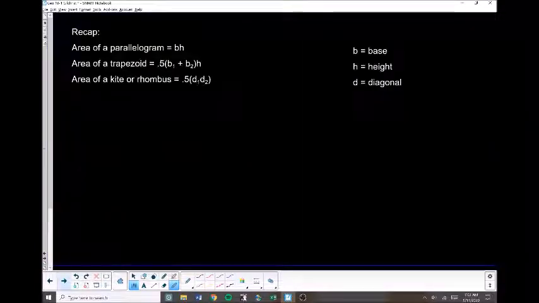Okay, that's all of our areas for today. Parallelogram is base times height. Trapezoid is 0.5 times b1 plus b2 times the height. A kite and a rhombus are 0.5 d1, d2. Although remember, a rhombus could also be just base times height if you have those, because a rhombus is a parallelogram. Doesn't work for kites, but does for rhombuses.